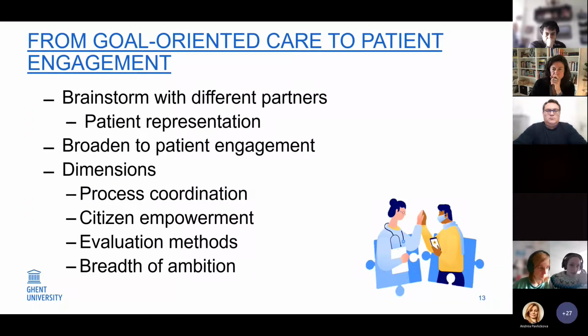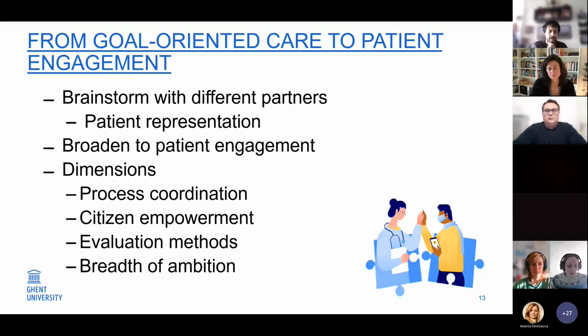So we again had brainstorm sessions with different partners, such as patient representation partners. And in these sessions, we had the feeling that patient engagement was lacking in the tool. Because in goal-oriented care, patients take an active part in the care process and they are partners in this process. And before you can realize goal-oriented care, it's really important to first have patient engagement. And therefore, we also want to broaden the concept of goal-oriented care to the concept of patient engagement, because you first need to have patient engagement before you can have goal-oriented care.